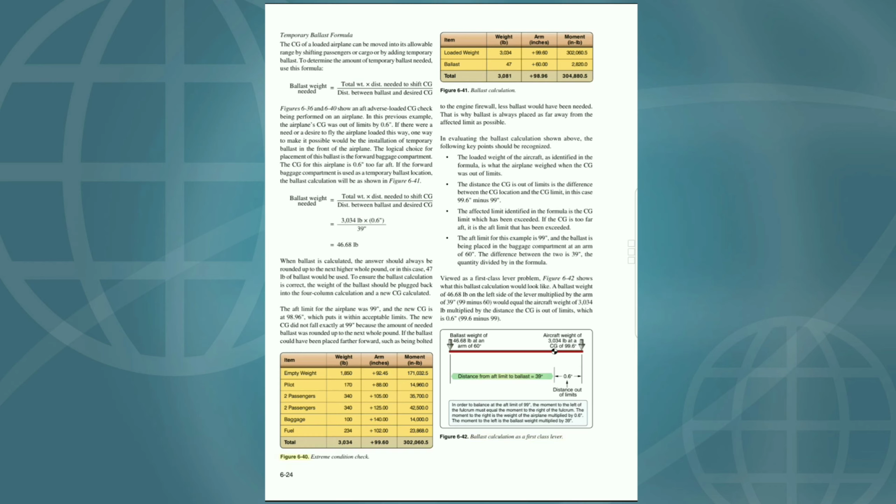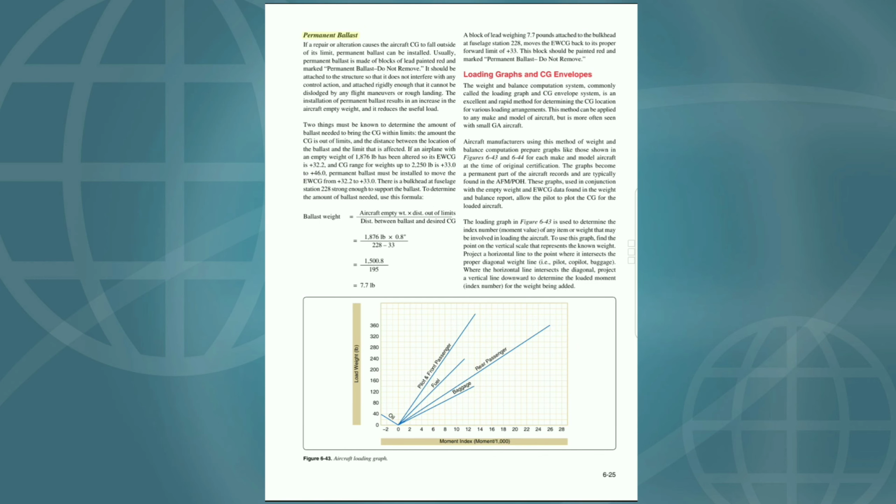Figure 6-40. Extreme condition check. 6-24. Permanent ballast. If a repair or alteration causes the aircraft CG to fall outside of its limit, permanent ballast can be installed. Usually, permanent ballast is made of blocks of lead painted red and marked "Permanent ballast, do not remove." It should be attached to the structure so that it does not interfere with any control action, and attached rigidly enough that it cannot be dislodged by any flight maneuvers or rough landing.